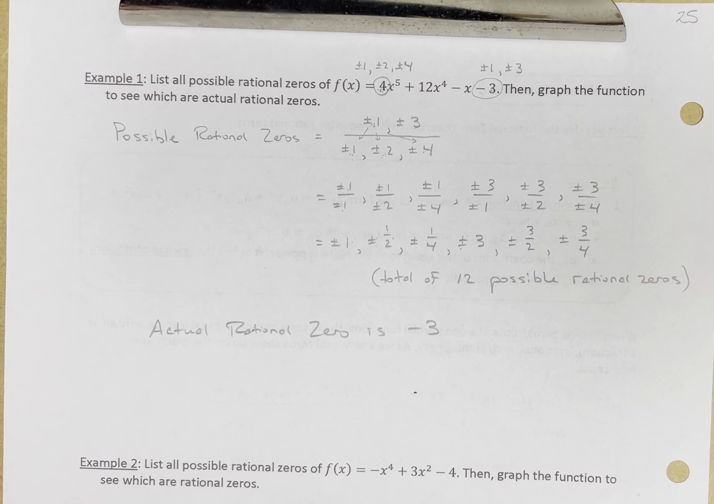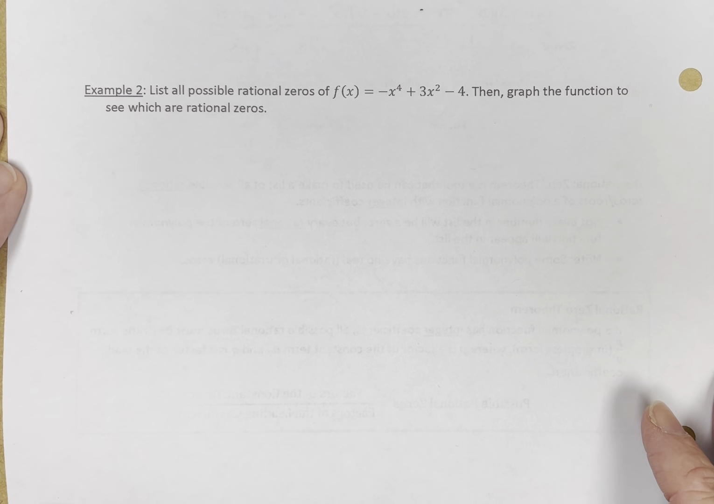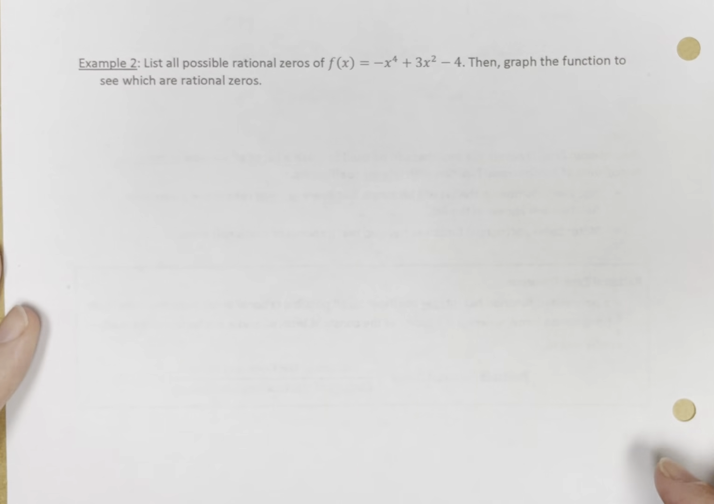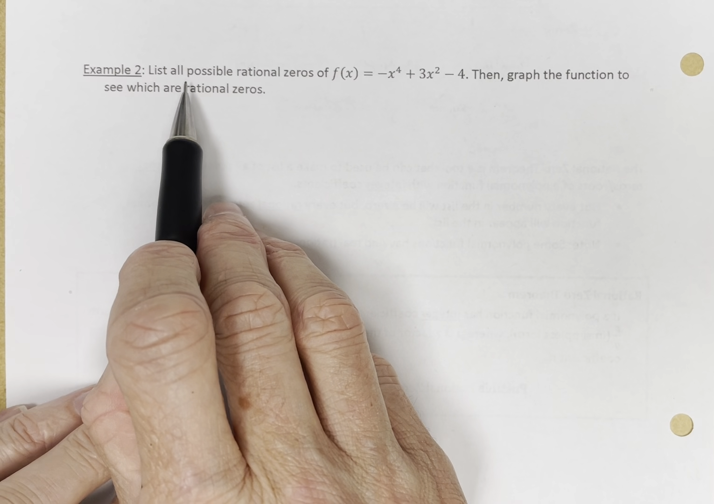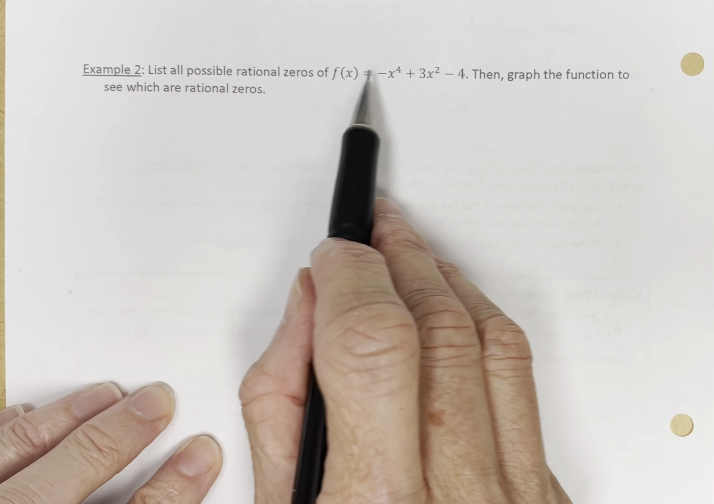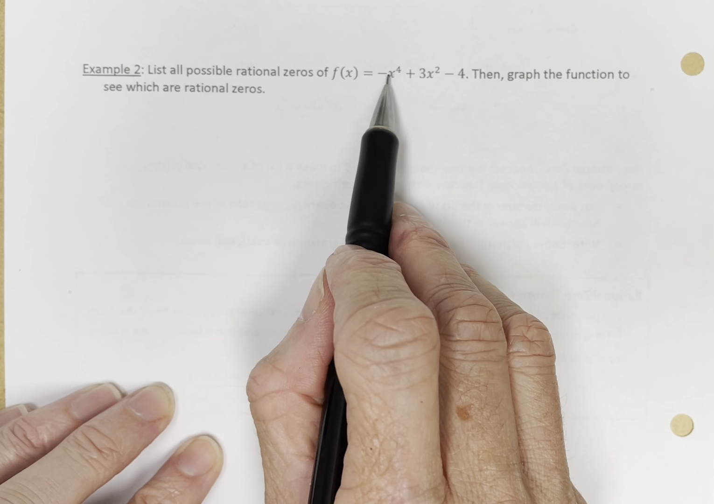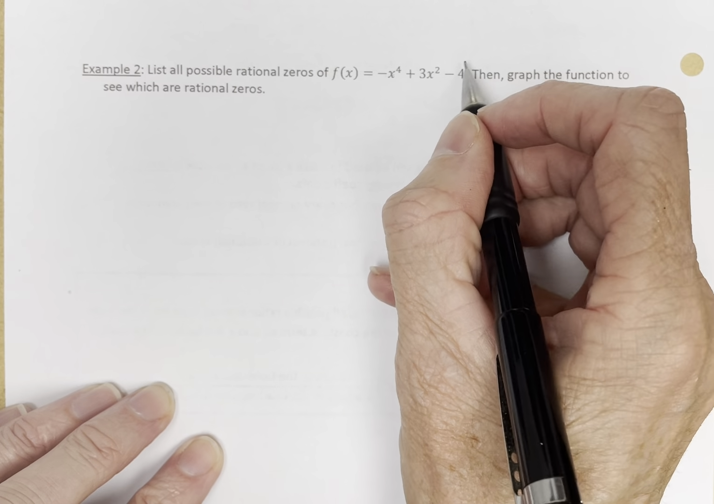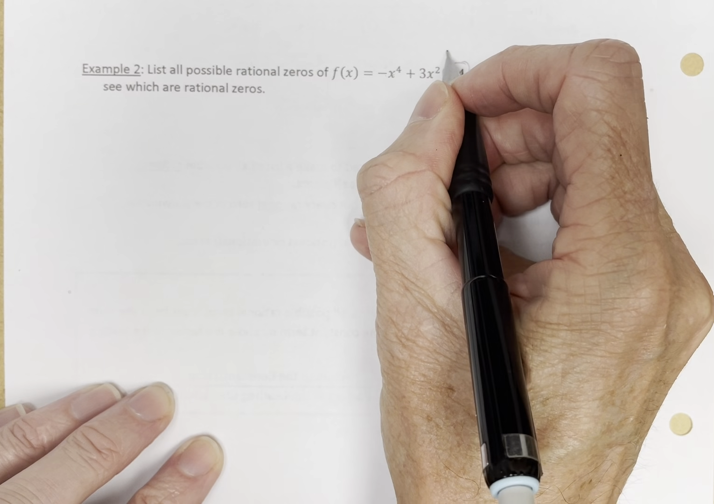Okay, let's do another example here. Let me come on up. And let me adjust my paper just a slight bit. Okay, we're going to come to here. Okay, example 2, list all possible rational zeros of this 4th degree polynomial: negative x to the 4th plus 3x squared minus 4. Okay, we want to remember that negative 4 is our constant.